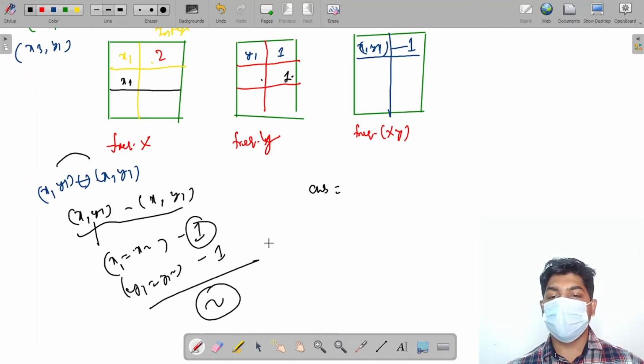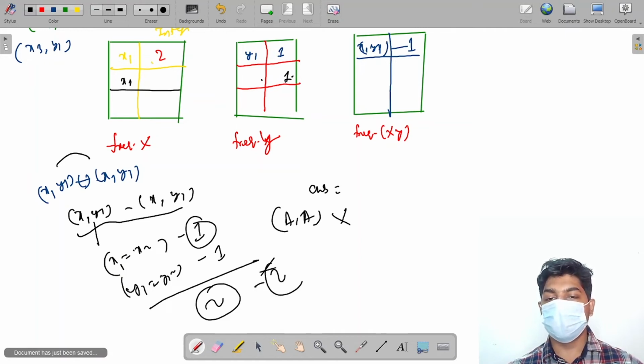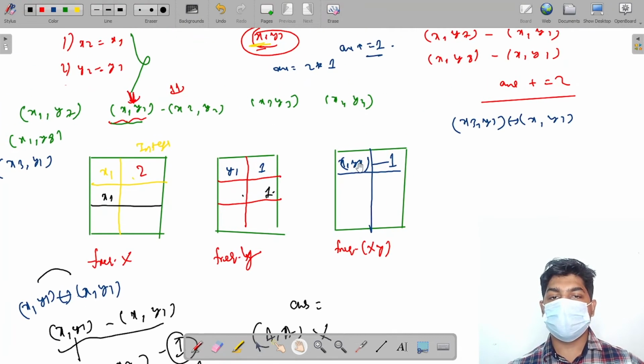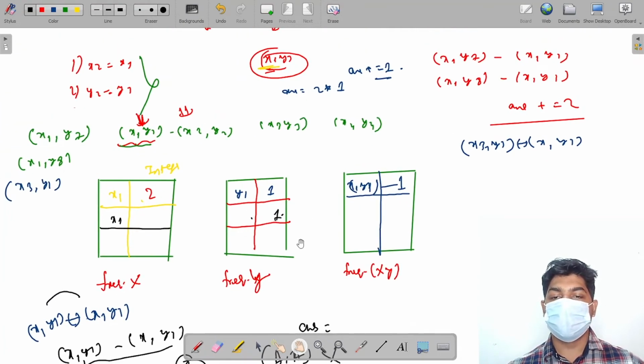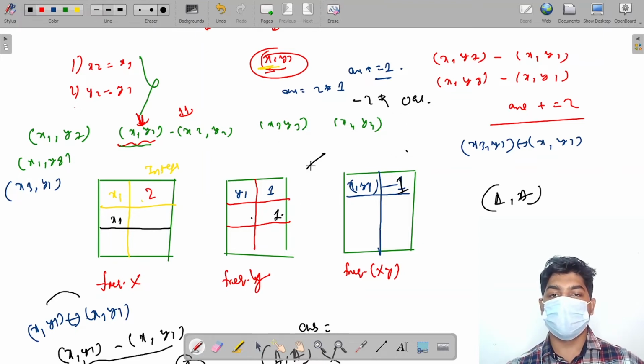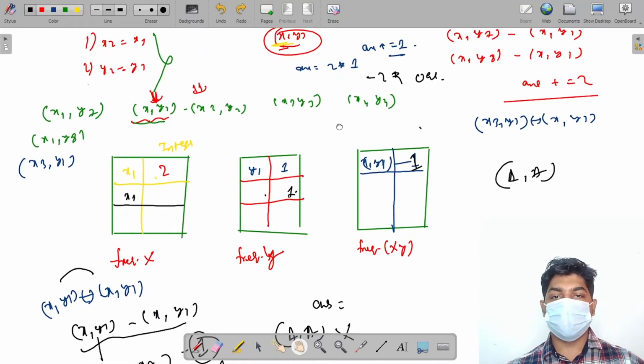Finally, I am seeing that these 2 points are the same. These are of the kind a comma a, and we don't want them. So I will have to subtract 2 from my answer. So that is what I am going to do. If this pair exists, meaning x comma y, that is, if it is a pair of the kind a comma a, then I will simply subtract twice the value which is stored in the hash map. Okay, so this is what we are going to do to solve this problem. So this was the explanation part.